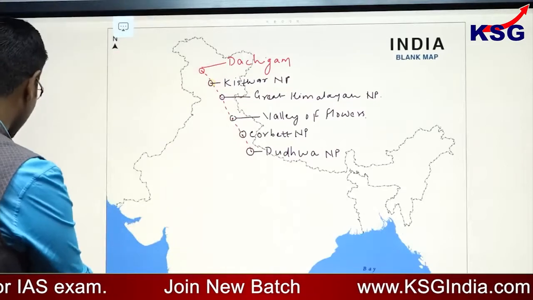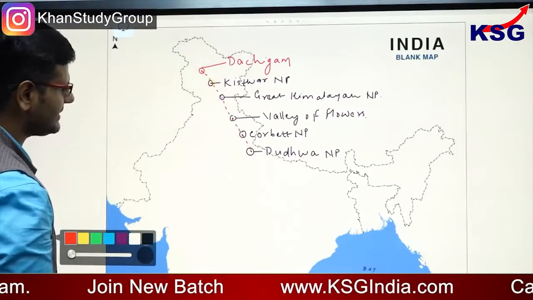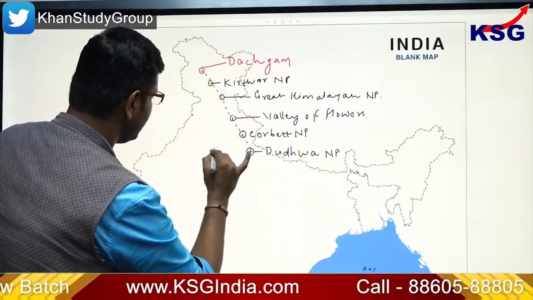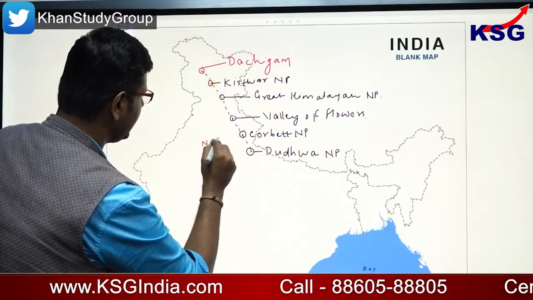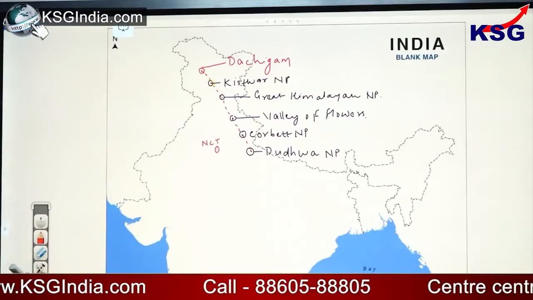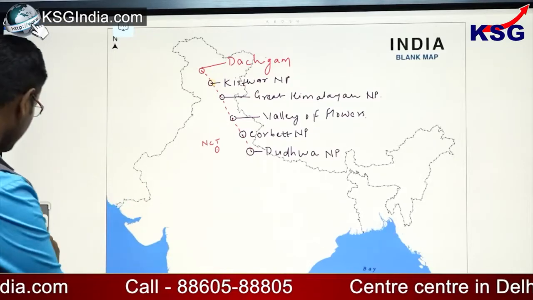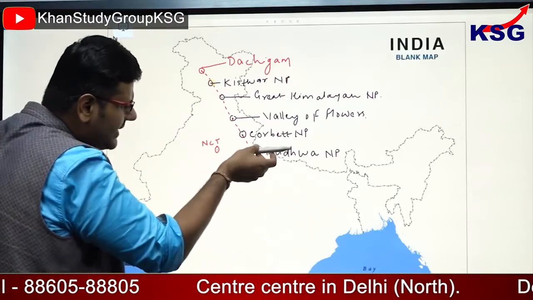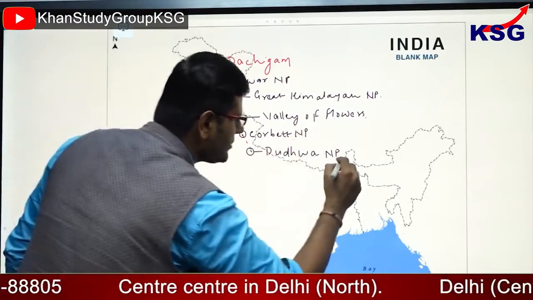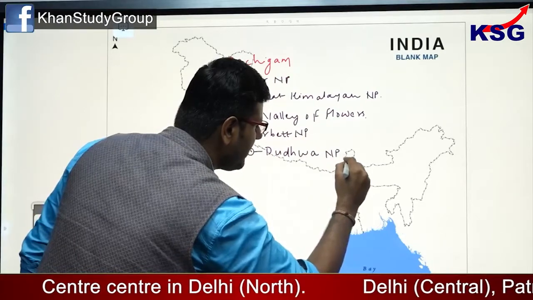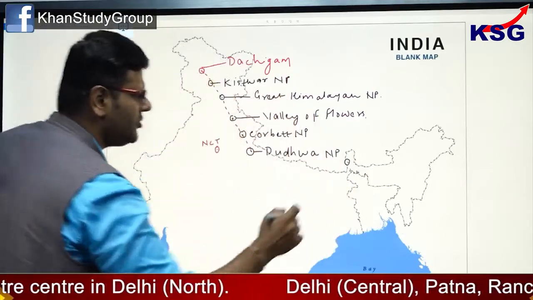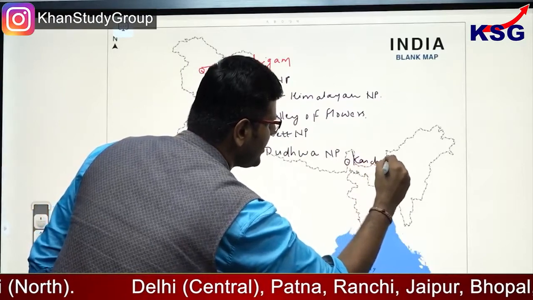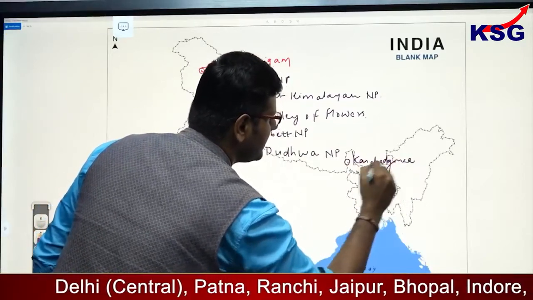And if I take one more reference, here somewhere you can mark the National Capital Territory of Delhi. Also, if I were to give you one more reference, a line passing through Dudhwa will also be passing somewhere near your Kanchenjunga National Park, the Kanchenjunga National Park.